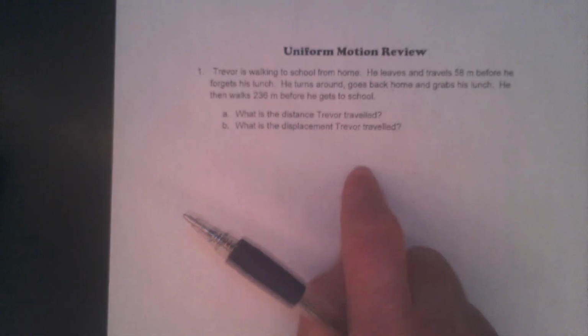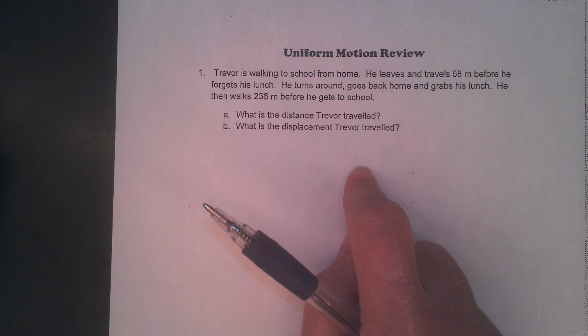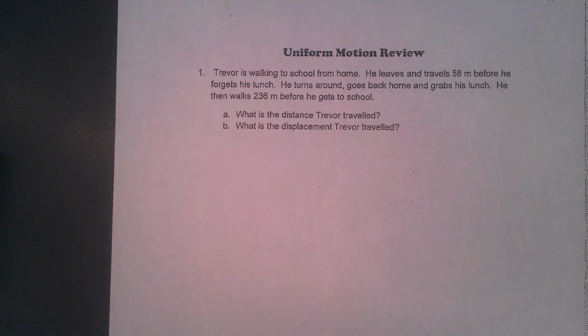Okay, looking at the review, Trevor is walking to school from home. He leaves and travels 58 meters before he forgets his lunch. He turns around, goes back home, and grabs his lunch. He then walks 236 meters before he gets to school. What is the distance Trevor traveled, and what is the displacement Trevor traveled?